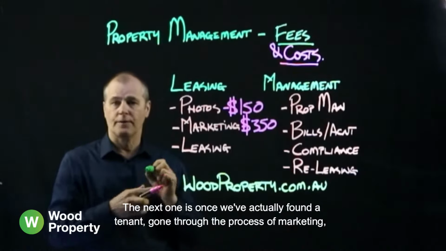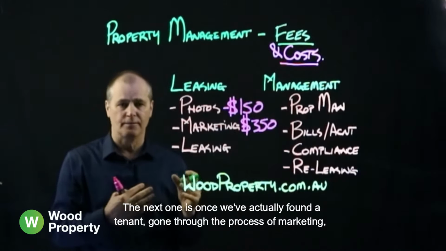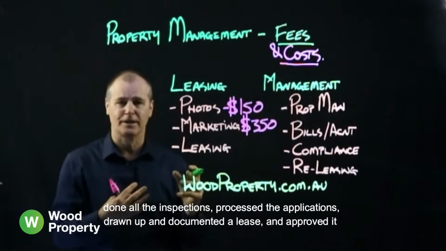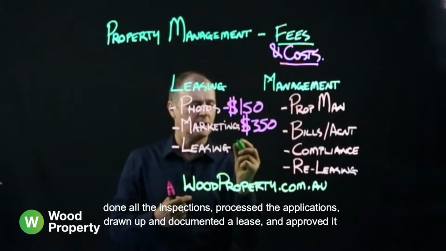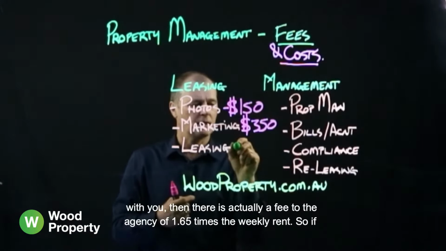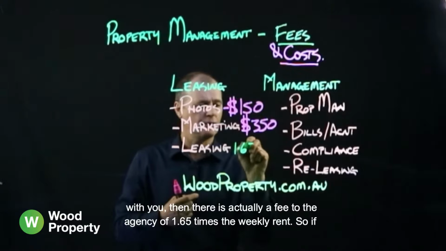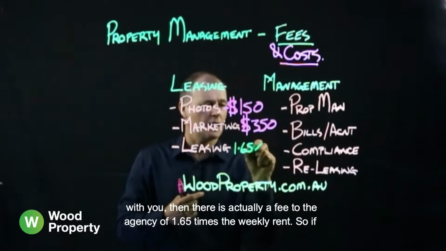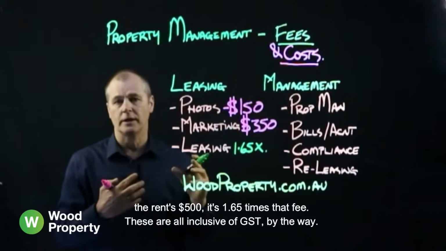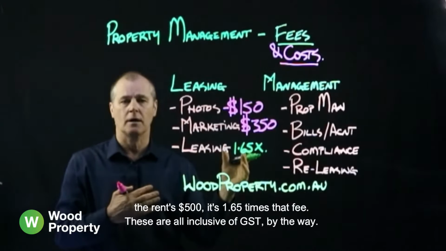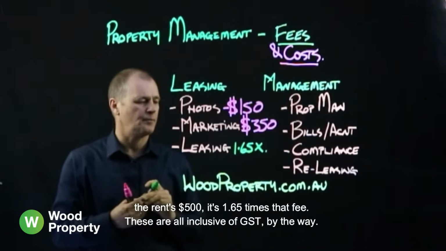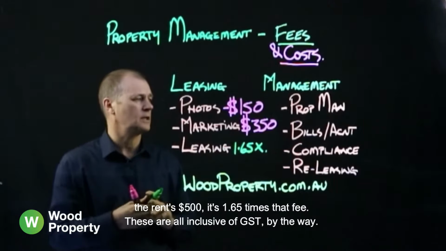The next one is then once we've actually found a tenant, we've gone through the process of marketing, done all the inspections, processed the applications, drawn up and documented a lease and approved it with you, then there is actually a fee to the agency of 1.65 times the weekly rent. So if the rent's $500, it's 1.65 times that fee. These are all inclusive of GST, by the way.